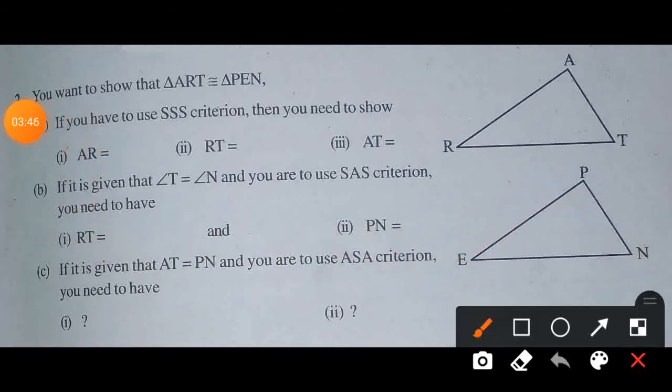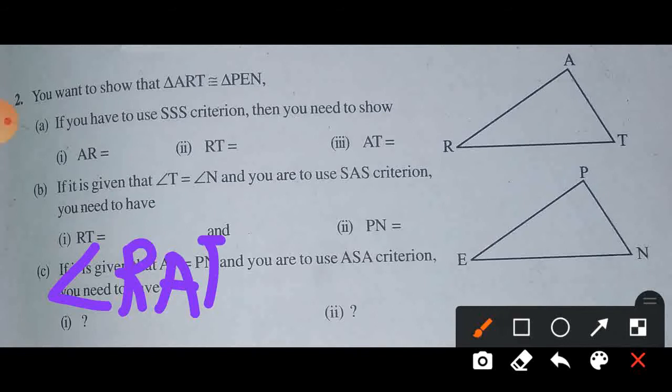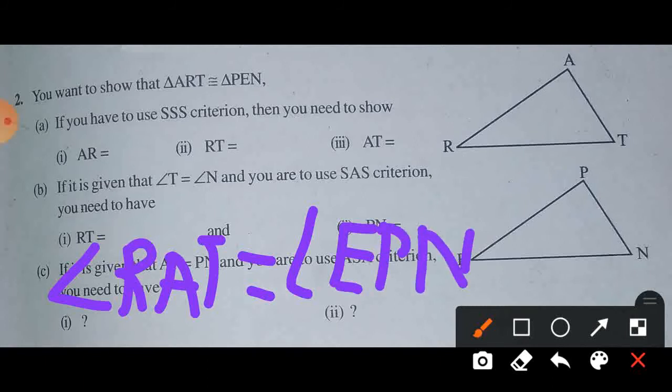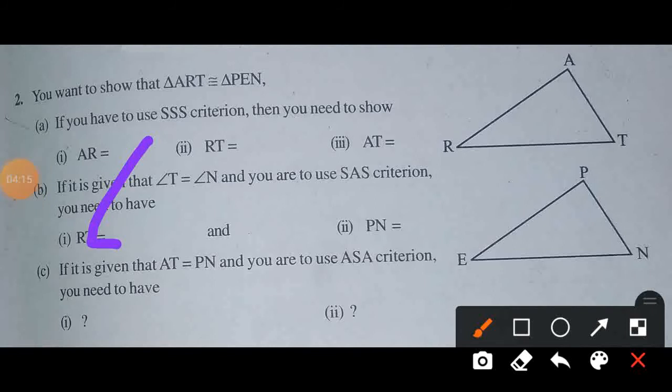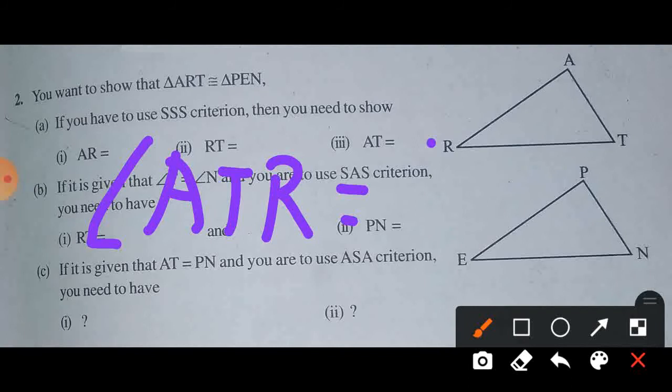So we are writing here in first part angle RAT is equal to angle EPN. And now for the second part, we are writing angle ATR is equal to angle PNE. Angle ATR is equal to angle PNE.